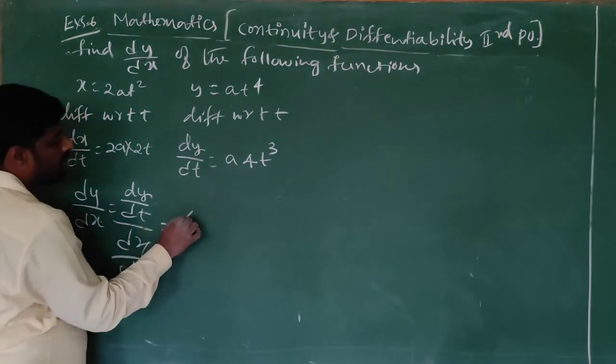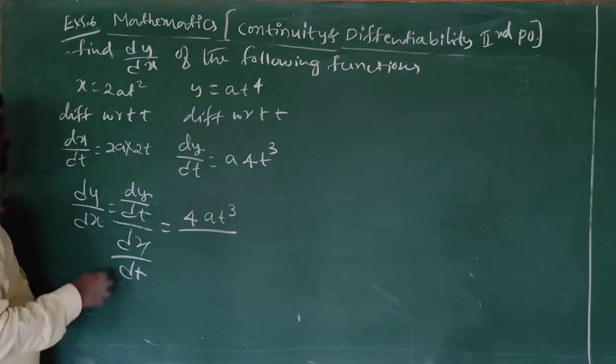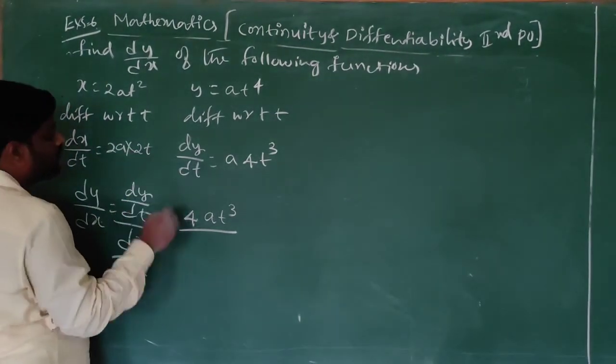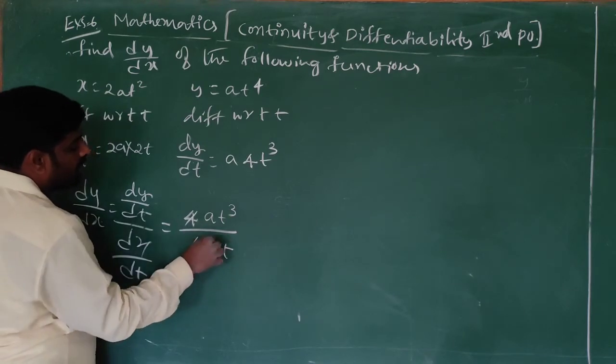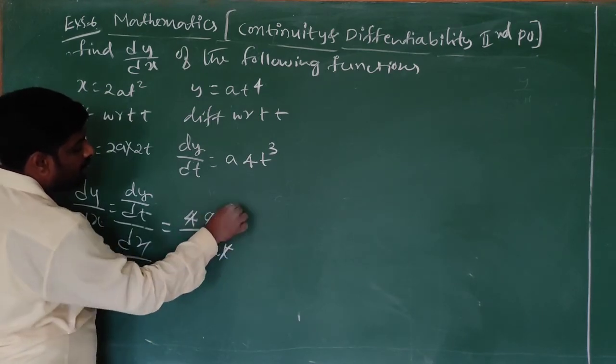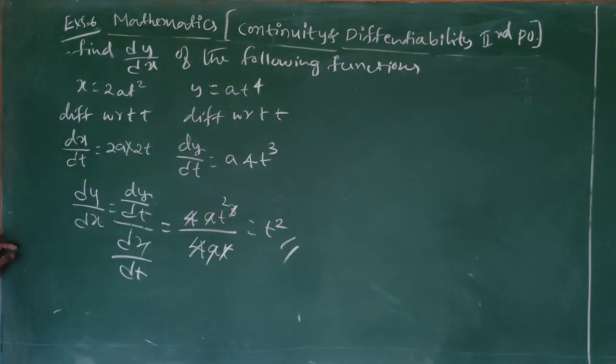So dy by dt is 4at cube divided by dx by dt, which is 2 2s are 4at. 4 4 cancel, a cancel, t cancel. Remaining is how much? t square. Okay.